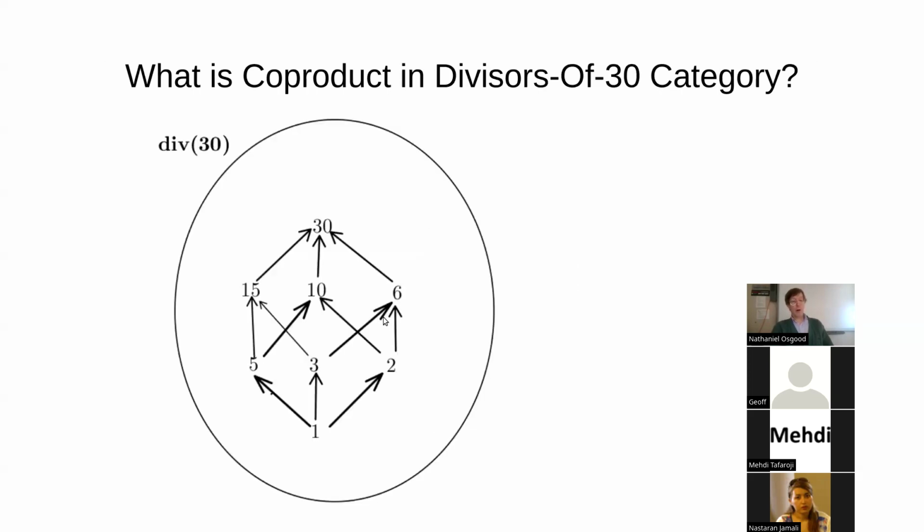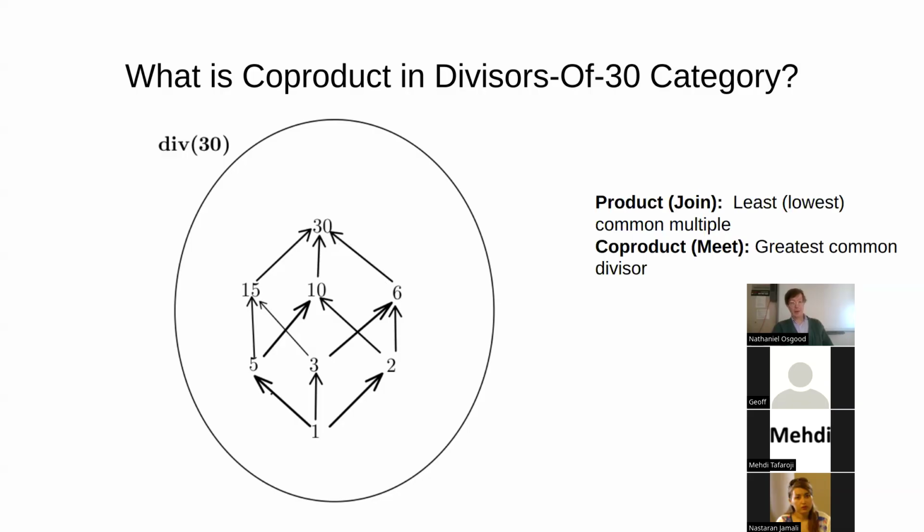Okay, what was the product here? What was the product? Do you remember? Greatest common divisor. Yeah. 2 for 6 and 10. What is the coproduct here? Least common multiple. So 30 for 6 and 10. Right? The first thing that both of these evenly divide. Are we okay with that? Okay. Great.